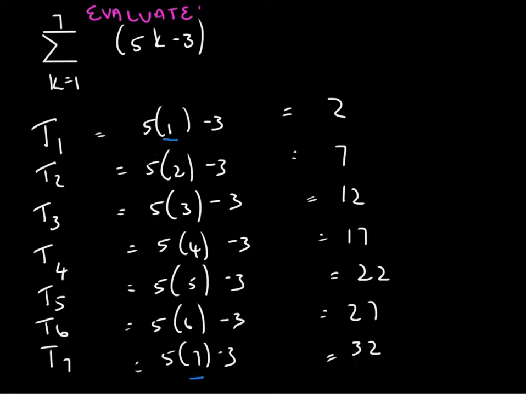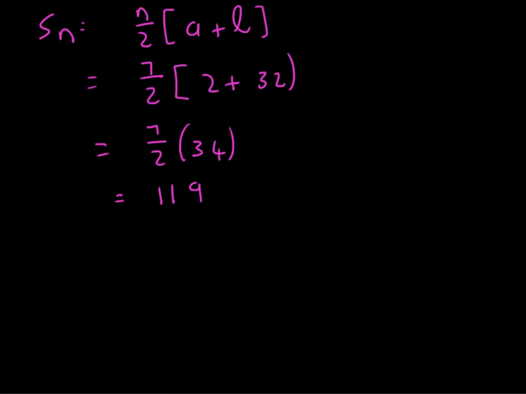So tell me, if you look at this, is this an arithmetic sequence or is it a geometric sequence? It's an arithmetic sequence. Why? Because if you look at the difference, 7 minus 2 is 5, 12 minus 7 is 5. So the difference is constant. And that makes it an arithmetic sequence.